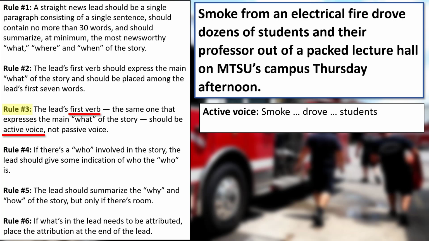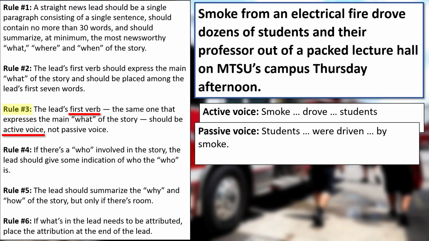Active voice happens when the verb indicates that the subject was active, that it was taking or has taken or did take or will take some kind of action. Passive voice, on the other hand, happens when the verb indicates that the subject is being acted upon, that the subject is having something done to it.